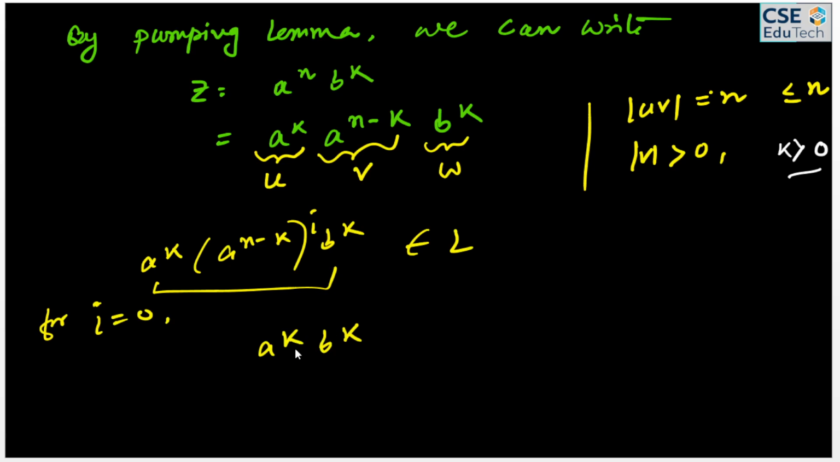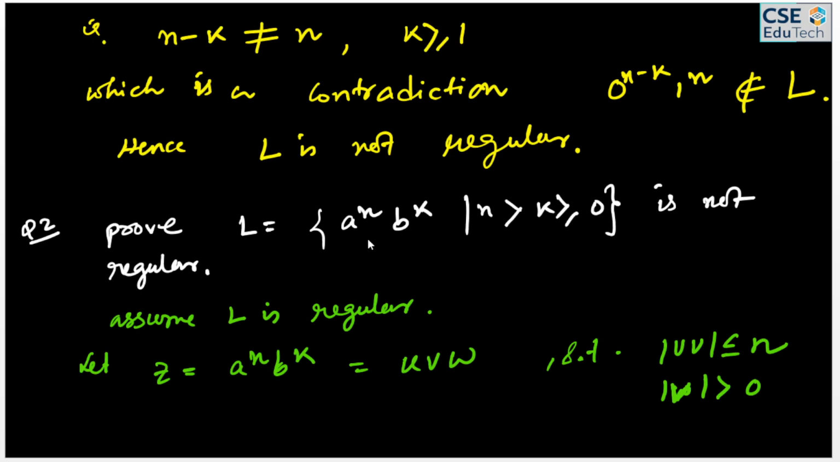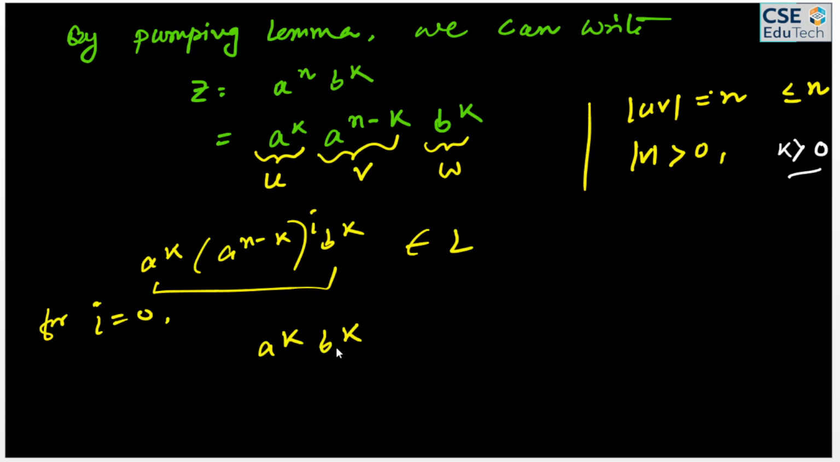So here both of the strings are the same length, meaning the same number of a followed by the same number of b. But for the question it is basically a contradiction, because the number of a should be greater than the number of b as per our question. There cannot be the same number of a followed by the same number of b. So hence it is a contradiction. So a to the power n minus k b to the power k does not belong to the language. Hence L is not regular.